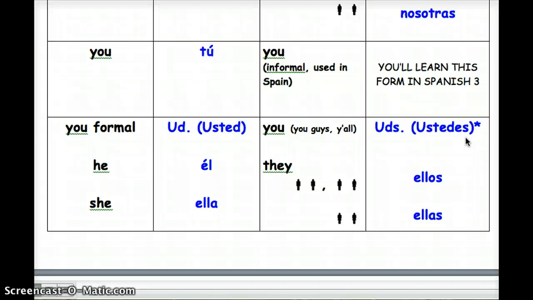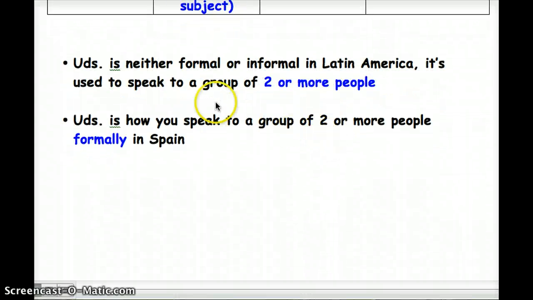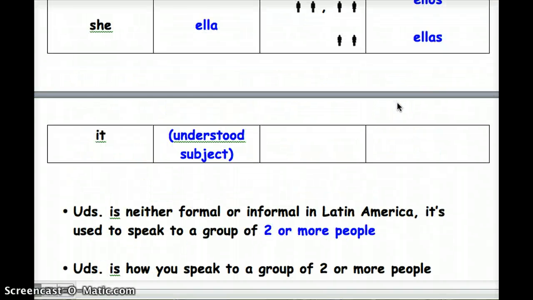What's a little confusing about this is that it's the plural of usted, which we use to mean you formal when we're speaking to one person. But ustedes in Latin America is neither formal nor informal. That's one thing I wanted to point out to you now while we're talking about it. It's just what you use to speak to a group of two or more people. In Spain, you'll be learning this more in Español 3. When you use ustedes in Spain, it's formal. But in Latin America, it's neither. It's just how you speak to a group of people.